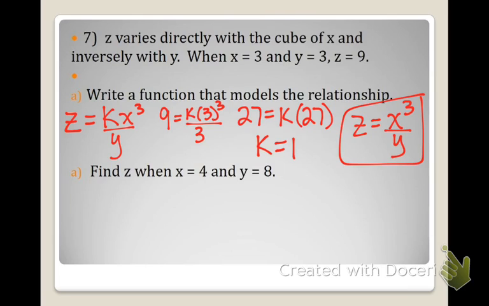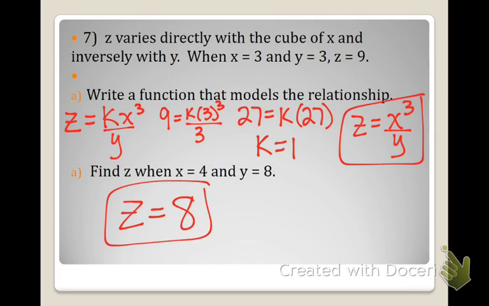And what did we get for z on part B? 8. So when we plug in the x and y to this model that we found, we should end up with z equals 8. So we will pick up these notes tomorrow, and I'll get your homework posted on Classroom soon.